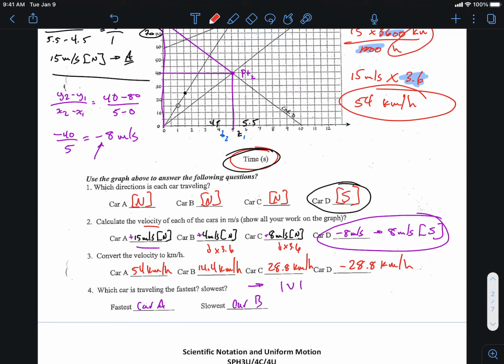Big key question there. If I have a position time graph and I'm asked to figure out what the velocity is, you find the slope, right? You find the change in the distance or displacement and divide it by the time. Okay?